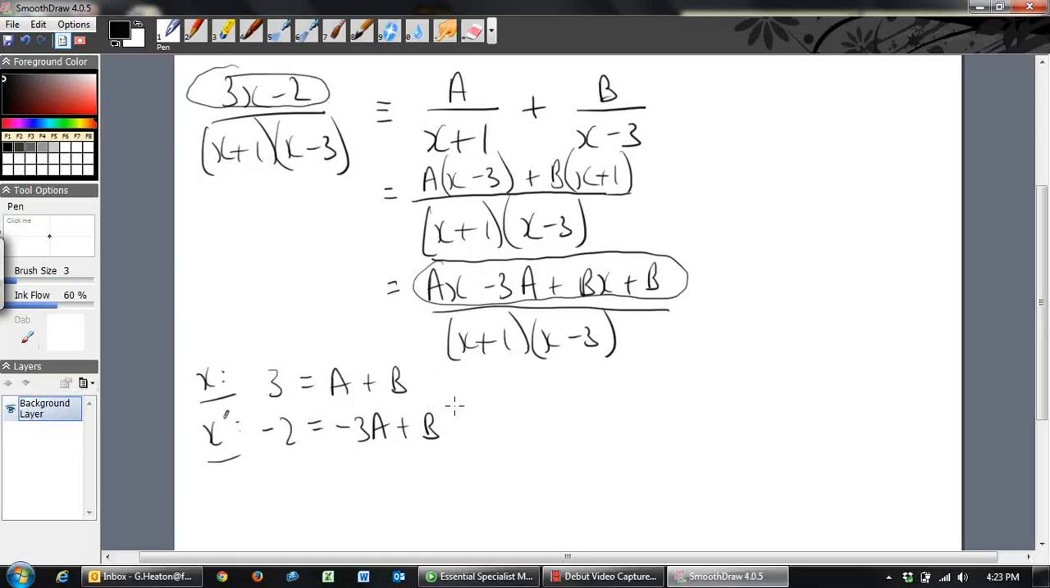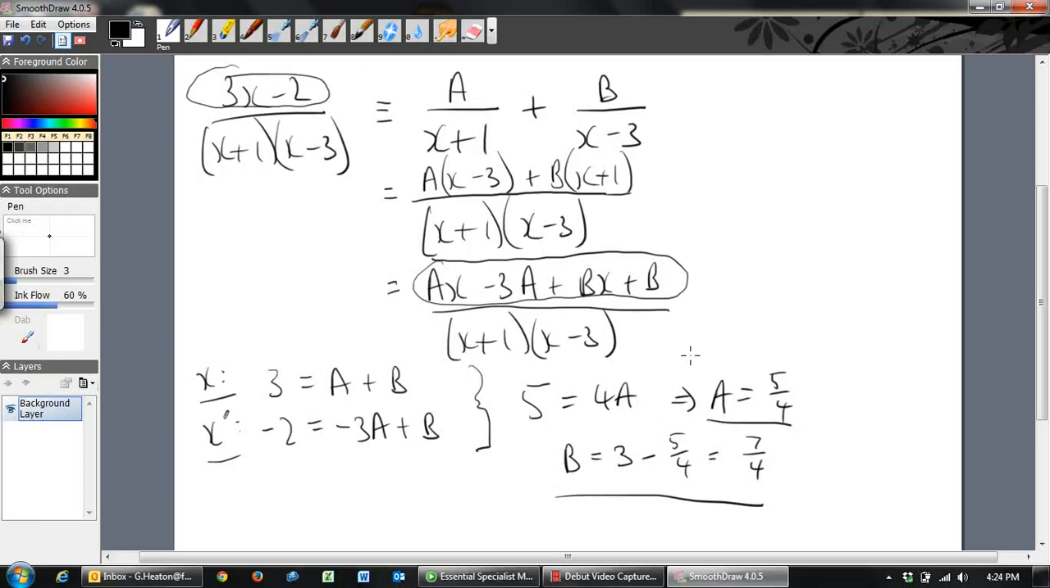So just looking at this, let's just subtract those two equations, this minus this. So 3 minus negative 2 is 5, and a minus negative 3a is 4a. And so we get a is equal to 5 over 4, and b will be equal to, looking at this equation, b is equal to 3 minus a. So it'll be 3 minus 5 over 4. That's 12 over 4. 12 over 4 minus 5 over 4 is 7 over 4. So a is equal to that, and b is equal to that.